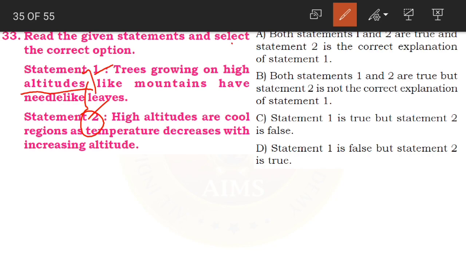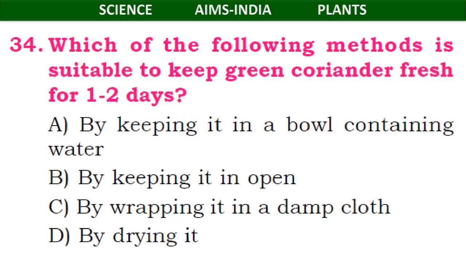Is this correct children? Yes. So as I explained, this is the right option. Okay, I didn't go through the other three options because the A option is the correct one here. As we said, as we go high, the temperature decreases, and trees which grow in high altitudes like mountains have needle-like leaves. So this A option is the correct one children.